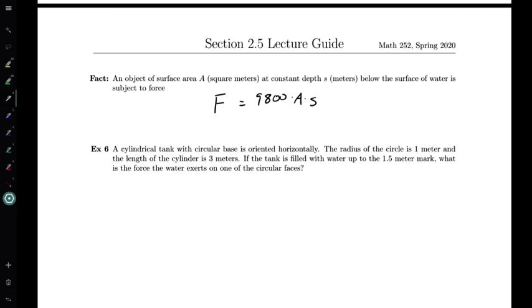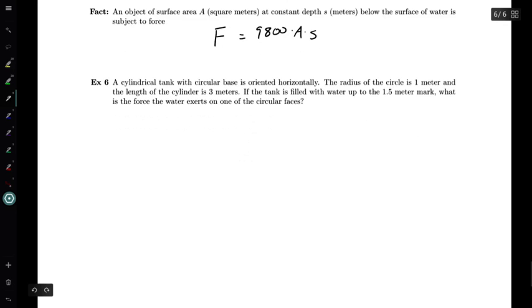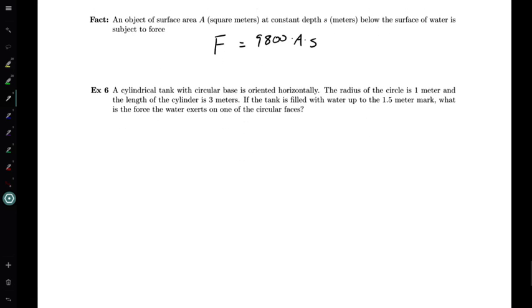object that you have. So for example 6, we're looking at a cylindrical tank. It has a circular base and it's oriented horizontally. The radius of the circle is going to be a meter and the length of the cylinder is 3 meters. If the tank is filled up with water, and in order to simplify this question, we're just going to assume that the tank is filled up with water.